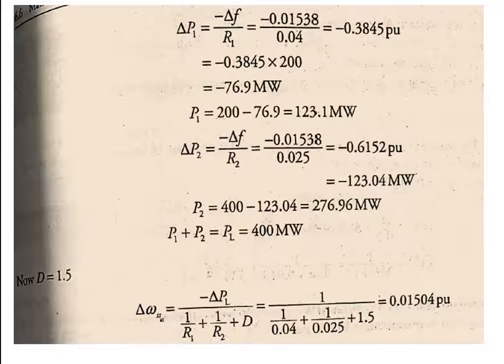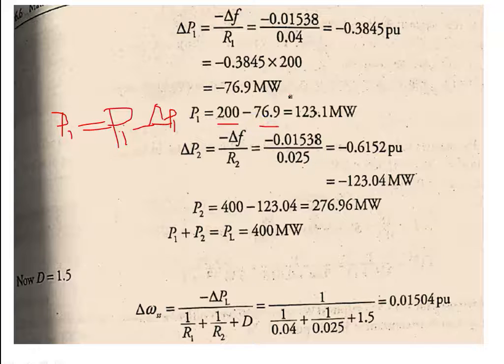So once you get the change in speed, you have to find the value of the change in power. That will be given by the change in power delta P1, which is equal to minus delta F by R1. That is the formula. So delta F is known, R1 is known. So we'll get the change in power in terms of PU. Convert PU into megawatt by multiplying with the base of 200 megawatt. Then we need to find the value of P1. P1 is given by the initial power, that is P1 actual, minus the change in power, that is delta P1. Clear? P1 is known, 200, and delta P1 is already calculated here, 76.9. So we get the value.